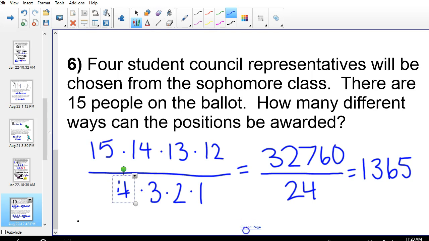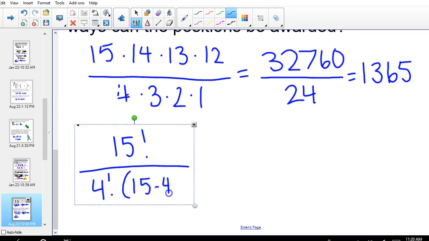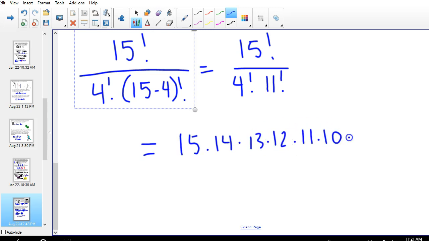If you would rather use the formulas, you can. In this case, you'd have 15 factorial over 4 factorial times 15 minus 4 factorial. Right, which would be, if you wanted to put it in your calculator, 15 factorial over 4 factorial times 11 factorial. Just so you can see how the formula works, because it seems kind of crazy. So you would have 15 times 14 times 13 times 12 times 11 times 10 times 9 times 8. I'm just going to put dot, dot, dot.